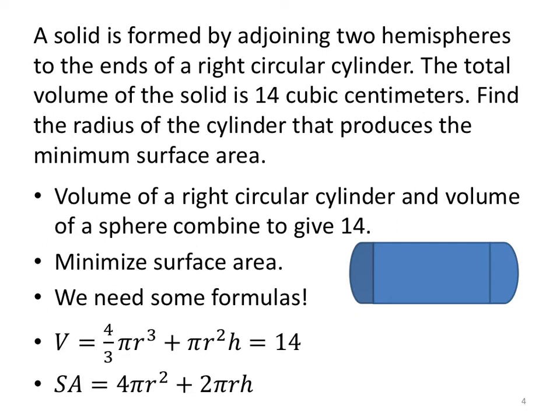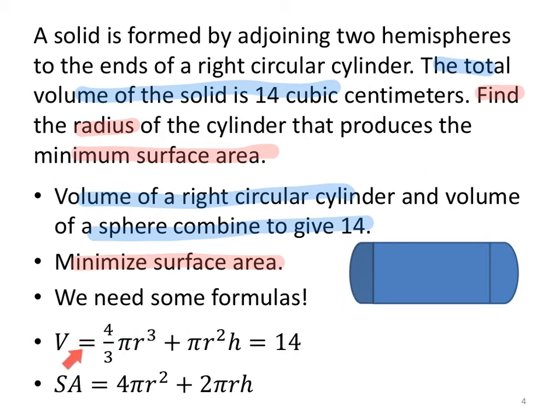So as soon as I see anything about volume, total volume of the solid, well, I'm going to lay that out. I want to find the radius that produces a minimum surface area. So I need to minimize my surface area. So I kind of lay it out a little bit. What is it I'm looking for? What do I need? I need formulas. A right circular cylinder and a sphere, right? Two hemispheres would combine to make a single sphere, both in volume and in surface area.